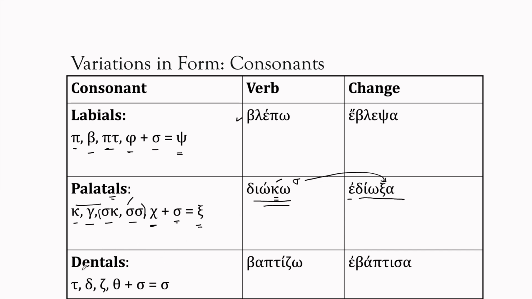And finally, dentals, that is tau, delta, any verb that ends in a zeta and a theta, you add a sigma, and that letter drops, and you just get a sigma. So baptizo becomes ebaptisa. Okay, you just see the sigma. So just be aware when you are analyzing forms, especially verbs whose stems have these types of consonants, that you're going to see some changes.